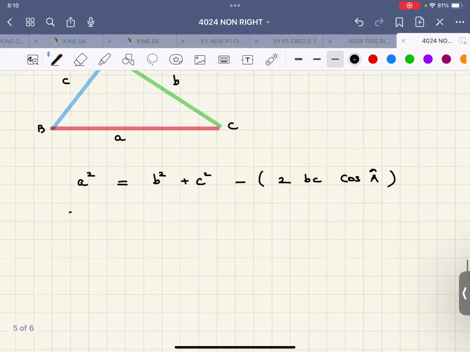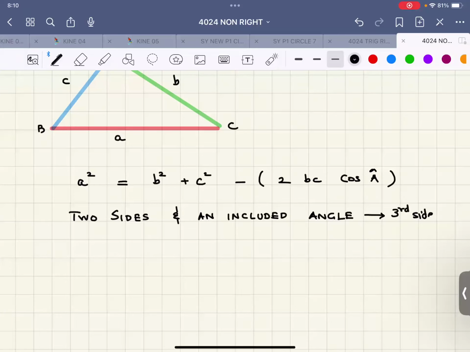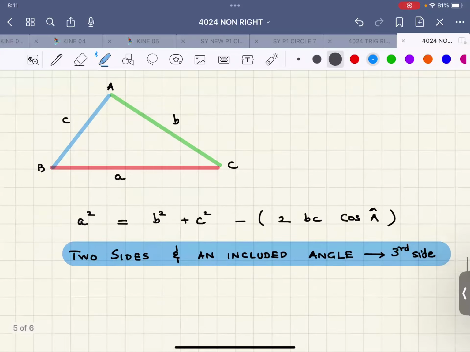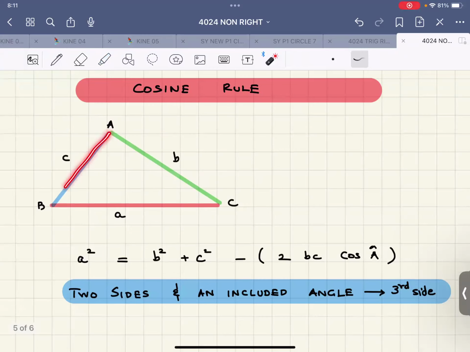So I'm writing it with the perspective of two sides and an included angle. So if this is there, two sides and included angle, you can find the third side. This is one option. So you have c, you have b, you have this angle. Let me label it. So you can find opposite to A, which is a. Simple formula.